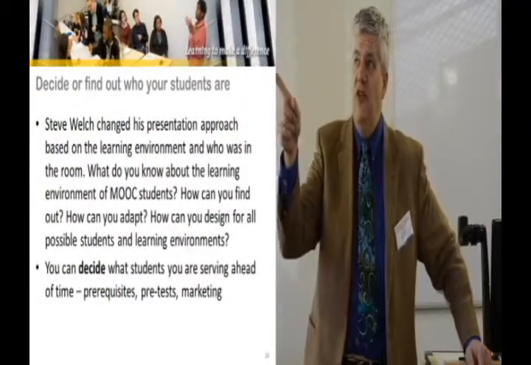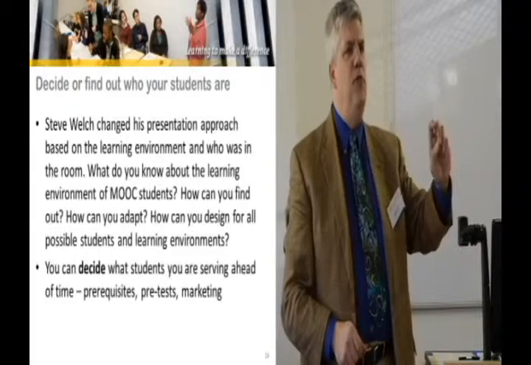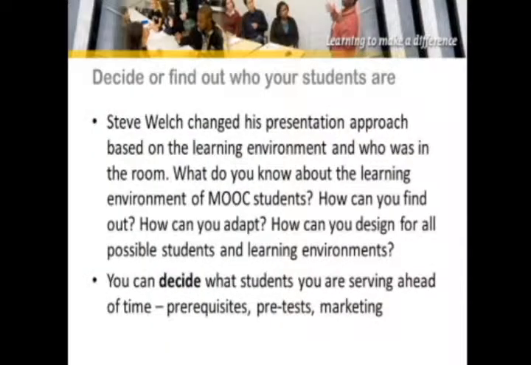So he changed his presentation based on 2 things: the learning environment, and he also asked in the room who had experience with different things, so that he could think about how that would affect his presentation. So how can you find out? How can you adapt? How can you design for all possible students and all possible learning environments?